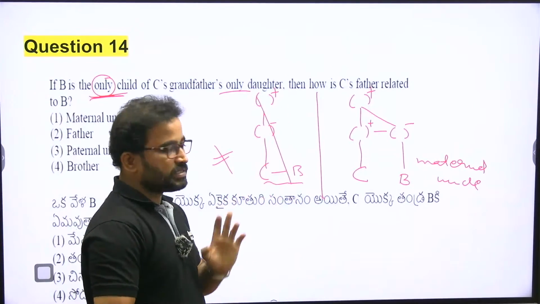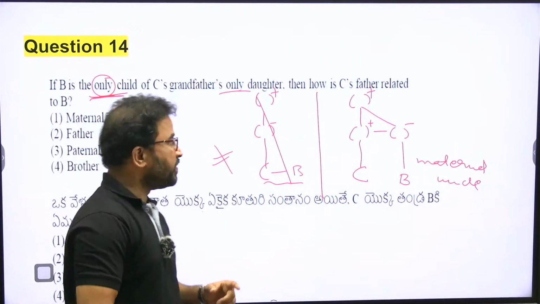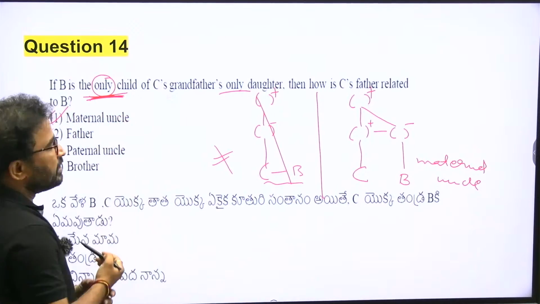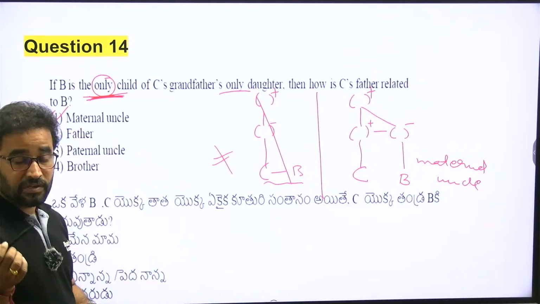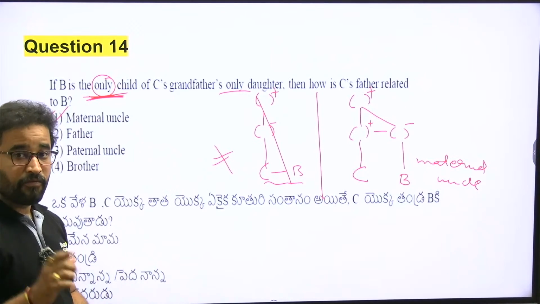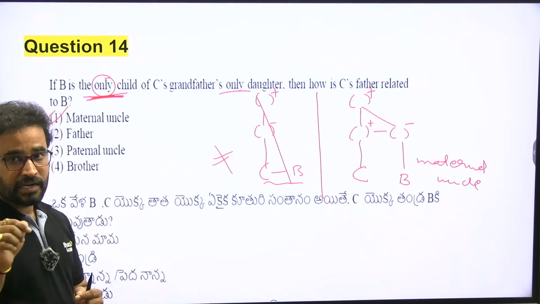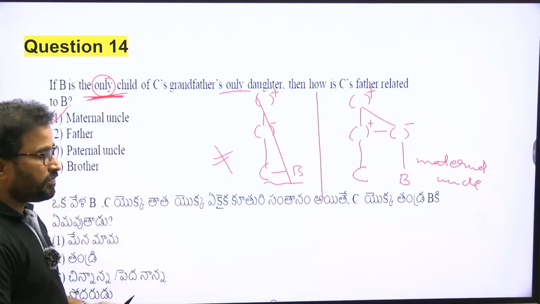Because of that reason, this is the wrong one. This is the right answer. So maternal uncle is the right answer. Good question, but don't forget to read these things, especially while we are working with the blood relation point of view. Words are very, very important. Only, exactly, in that way they will give it to you. So based on that, we need to work it out.